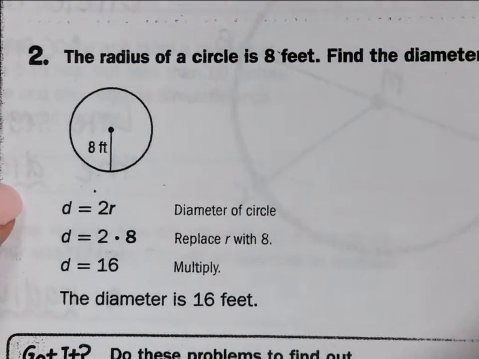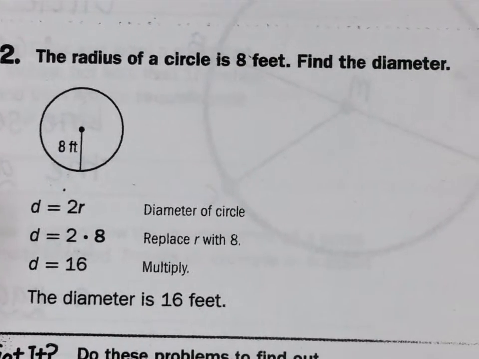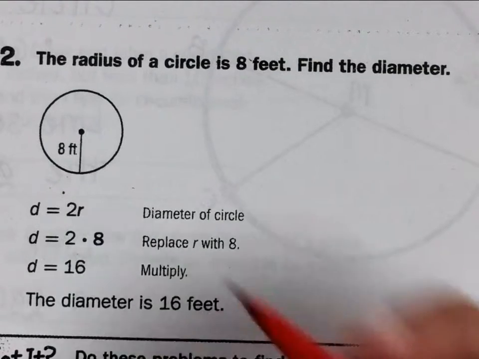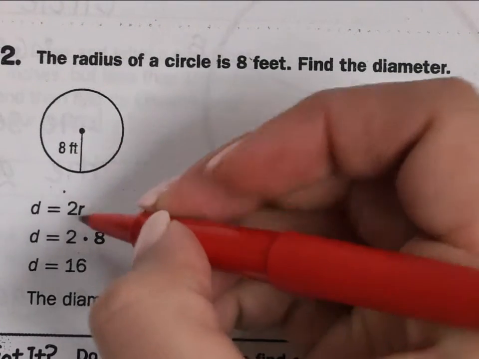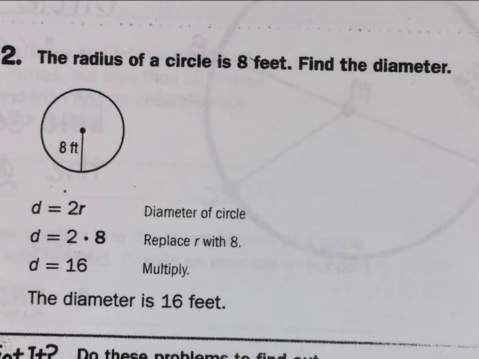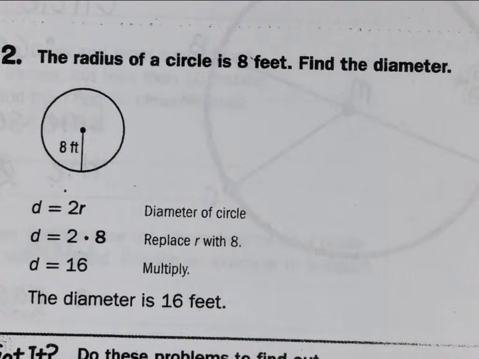Example 2, they give you a radius, and you are finding the diameter. So that tells me that I have to use the formula for the diameter. D = 2R. Okay. So if my R is 8, I am simply plugging in 8 for R. So 2 times 8 gives me 16. So my diameter is 16 feet. Okay. So you're just plugging those numbers into that formula. But you have to know which formula you need to be using. Okay.